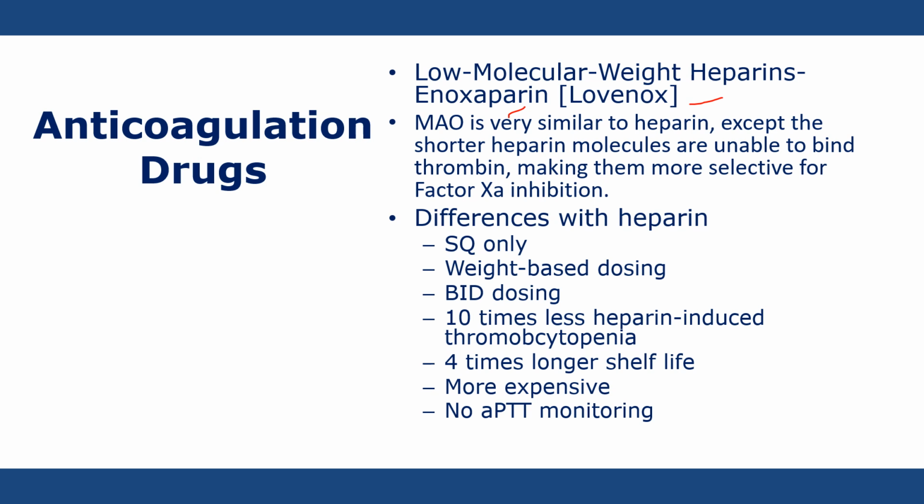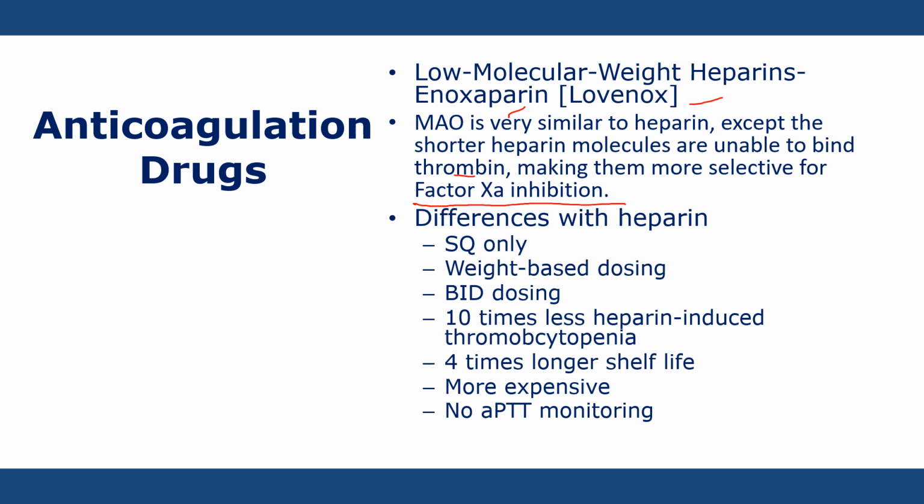So the heparin molecule is changed or shortened and modified to create this class. So the mechanism of action is very similar to heparin, except the shorter heparin molecule is now unable to bind with the thrombin, making this drug more selective for factor 10A inhibition. So the overall goal is still the same. We are going to prevent blood clots, but instead of binding to thrombin, we are going to inactivate factor 10A.